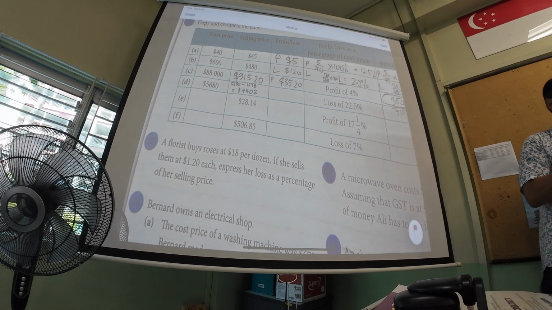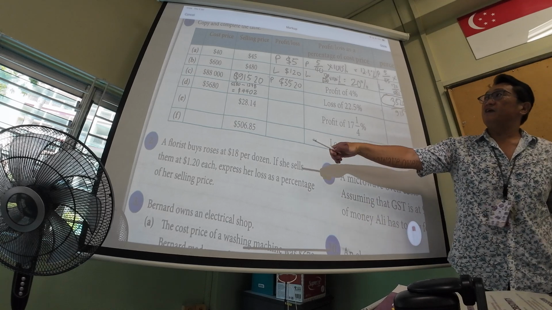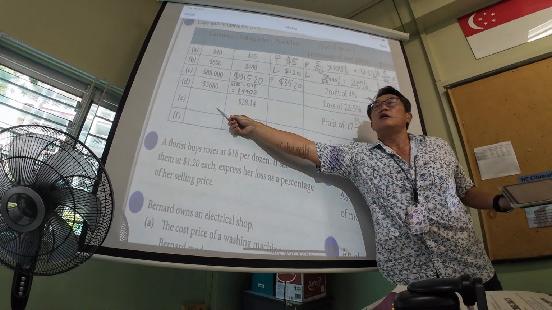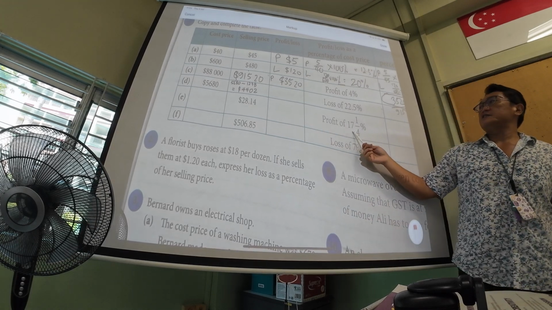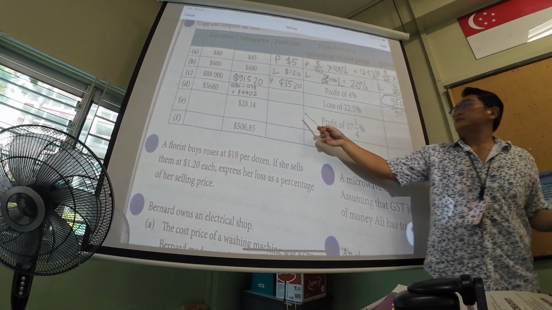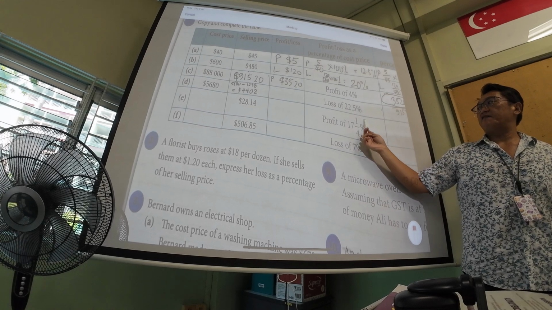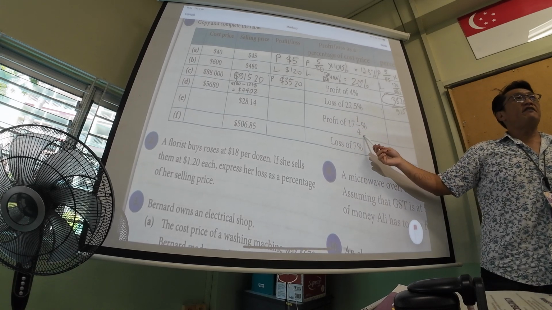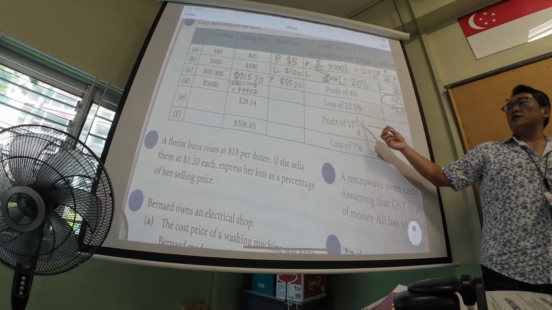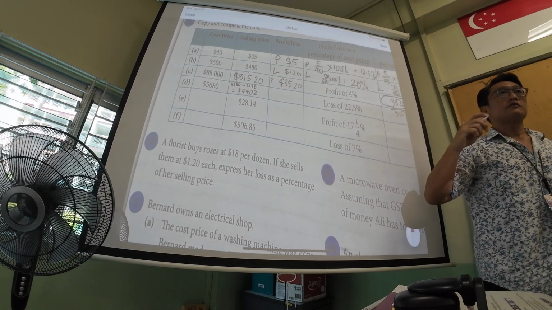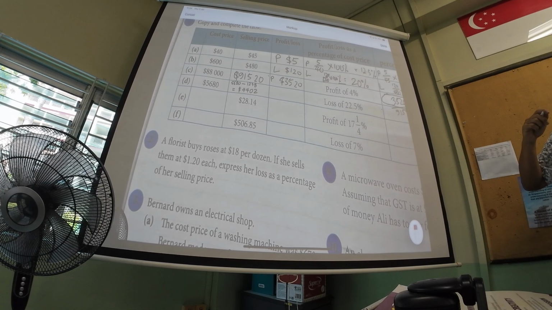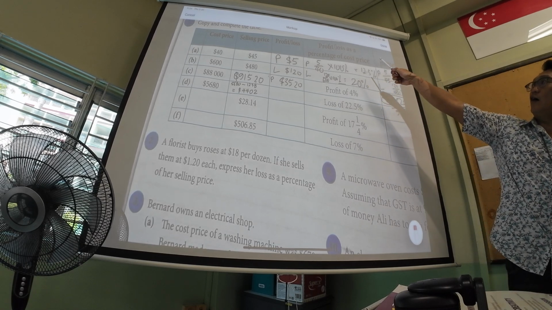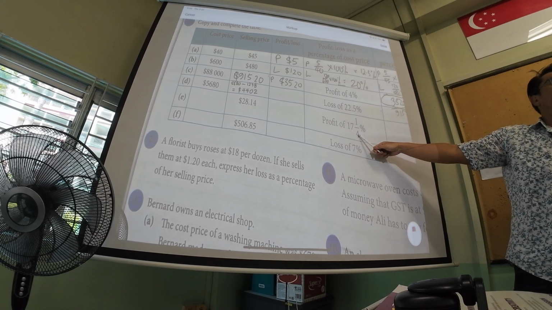Next line. This time they never give us cost price. They give us selling price. They also give us this selling price is already have a profit of 17.25%. Okay? Profit loss as a percentage of cost price.